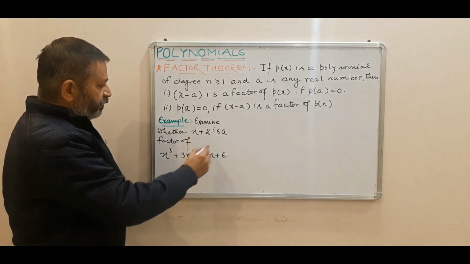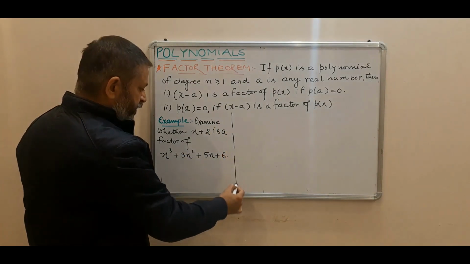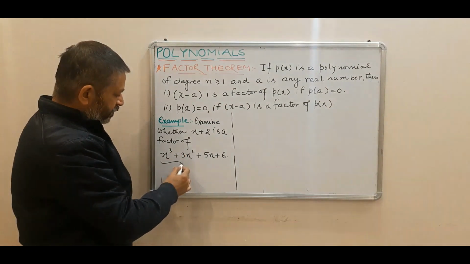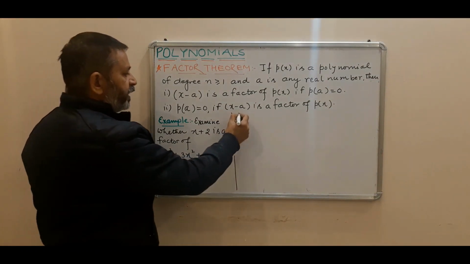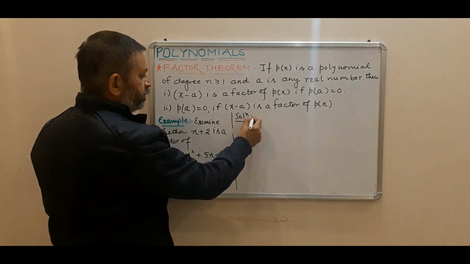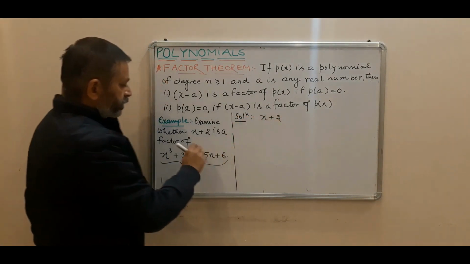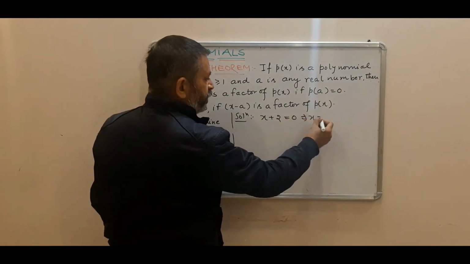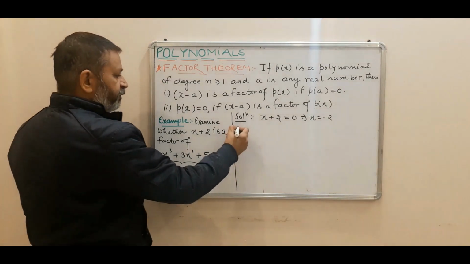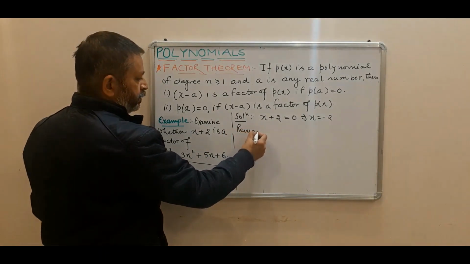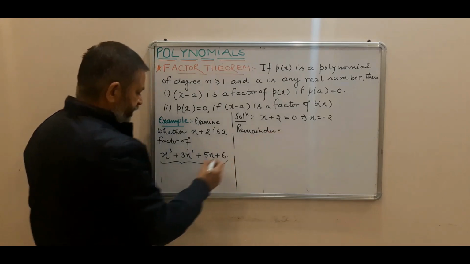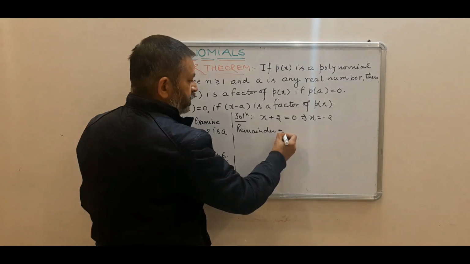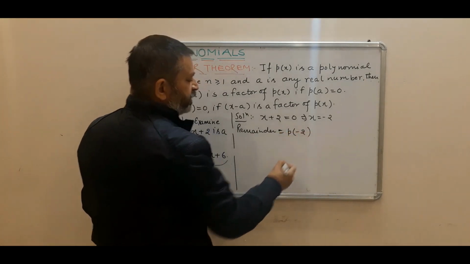Now we'll do one example based on this factor theorem. It says: examine whether x + 2 is a factor of this polynomial or not. For that we are checking for x + 2. So first put this equal to 0. It will give you x = -2. So now we'll find the remainder. So this expression is p(x). So in place of x put -2.